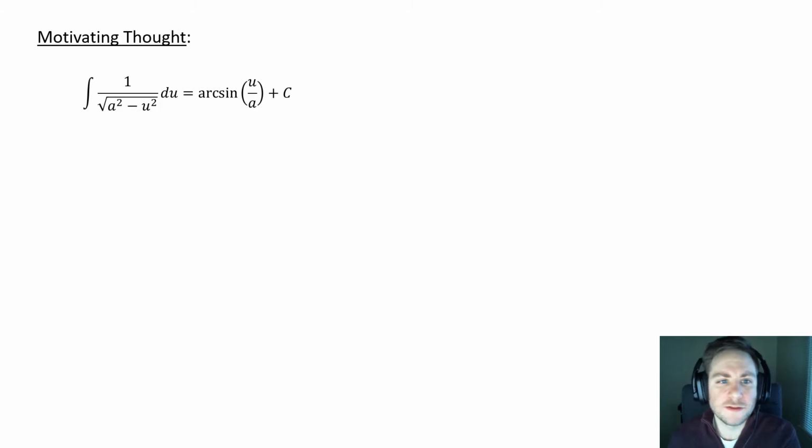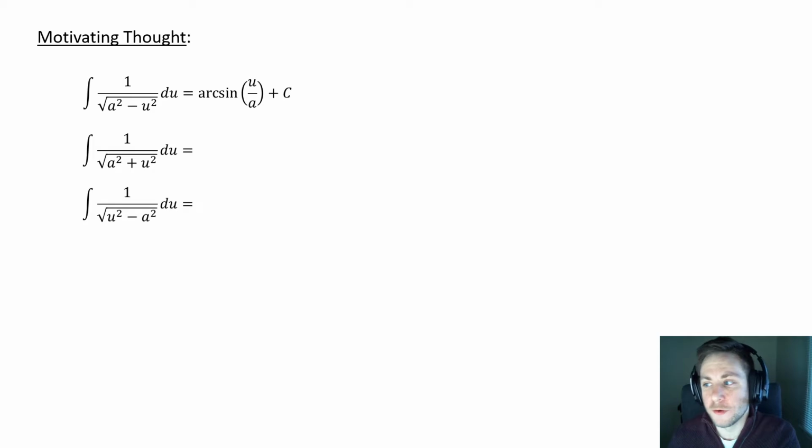But you might notice the formulas we've come up with so far are somewhat limiting because, for example, the arcsine formula requires that we have a difference of squares under our square root. But what if we had a sum of squares instead? Or what if we had a difference of squares of the form u squared minus a squared rather than a squared minus u squared? Well, we don't currently have a way to deal with these situations, but it feels like we should have a way since these are really similar to integrals that we do know how to handle.